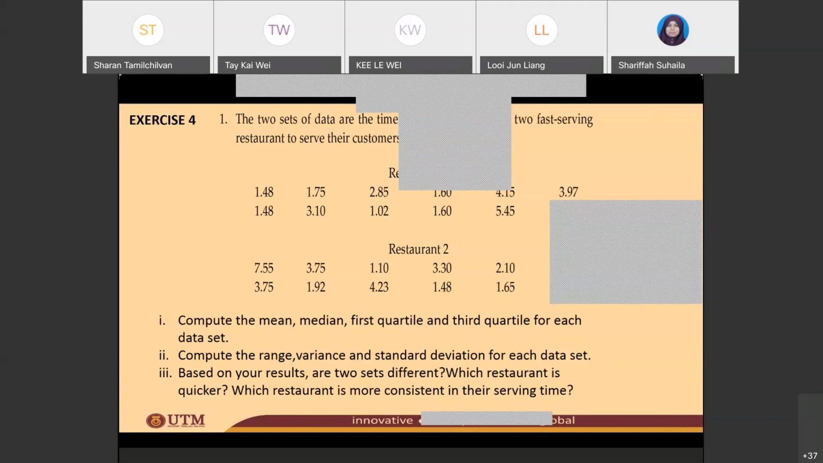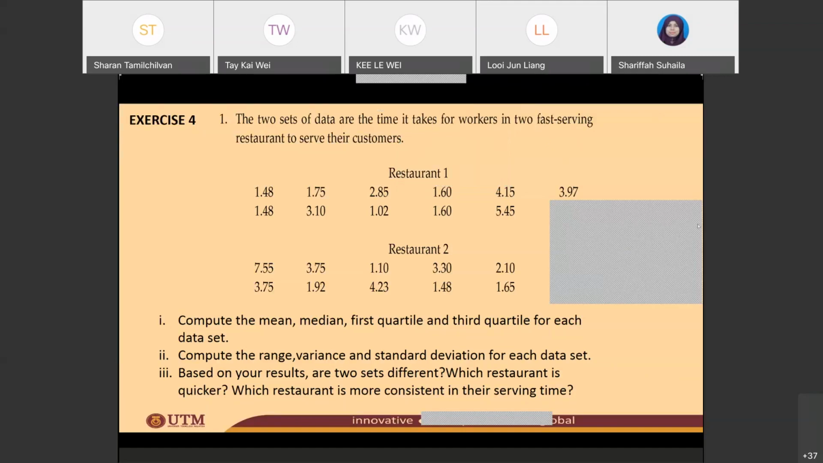Okay, so now we compare. So based on your result, are two sets different? Yes, okay. Which restaurant is quicker? So based on your mean time, because this one is your time. Your first restaurant has 2.8975, something. Your second restaurant has 3.03. So that means which one is quicker? Your answer should be restaurant 1.